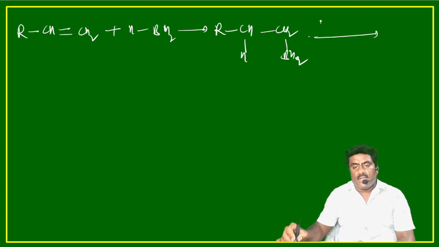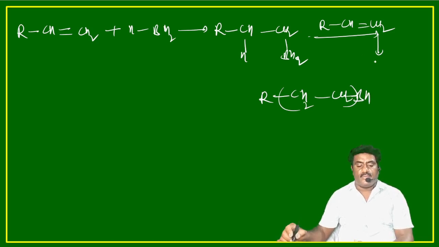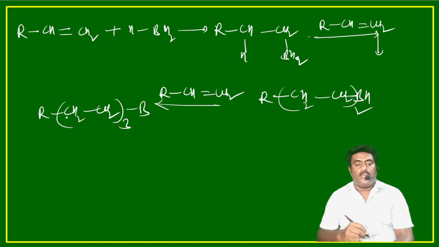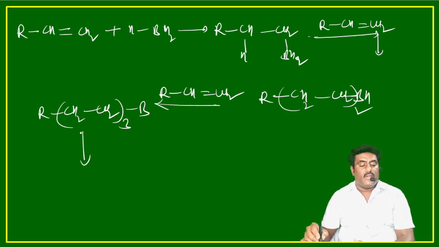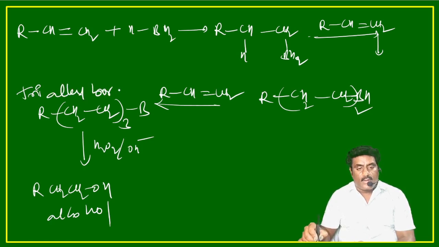In presence of again 1 mole of alkene, CH double bond CH2, it forms CH2 B BH. Again it is treated with 1 mole of alkene, forming (CH2CH2)3 B, a trialkyl borane. In presence of H2O2, it gives the alcohol CH2OH. It is a trialkyl borane.